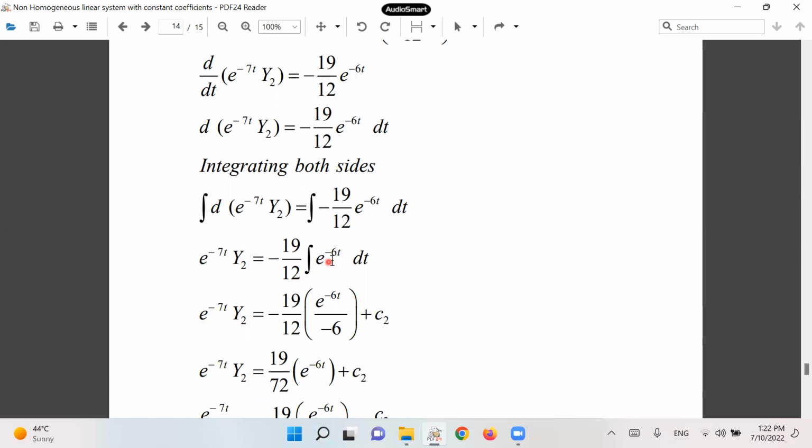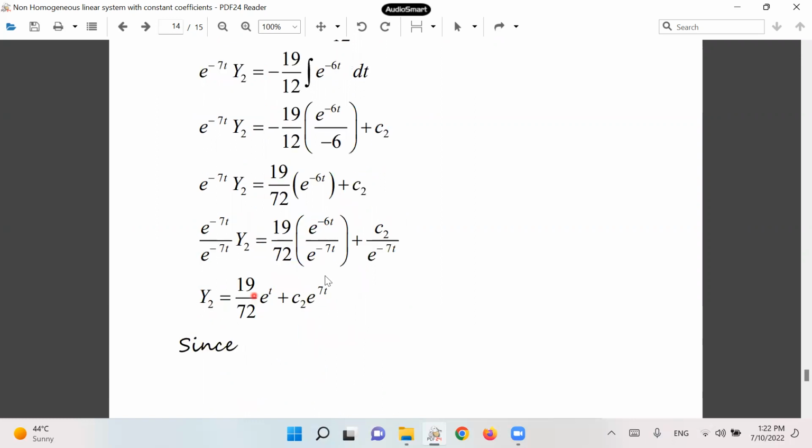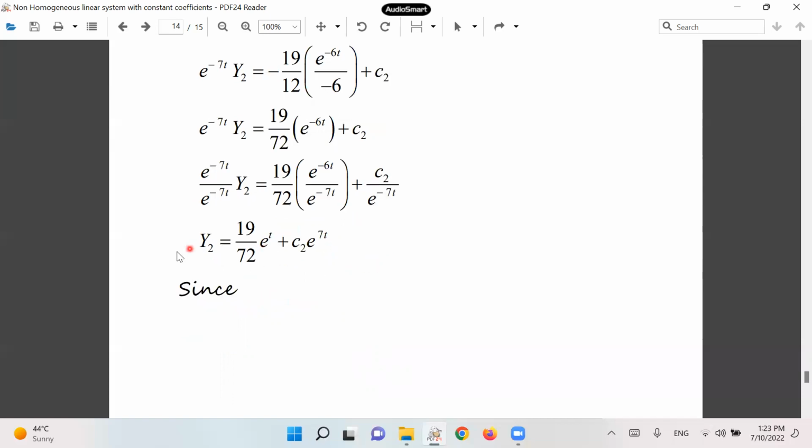Take the integration of minus 6t, e power minus 6t. Its integration is divided by minus 6, and simplify. So minus 6 multiplied with this becomes 72, minus minus becomes plus, and e power minus 6t is here, plus c2. After that, just divide all the terms by e power minus 7t. So in the end we get the value y2 equals 19 over 72 e power t plus c2 e power 7t.